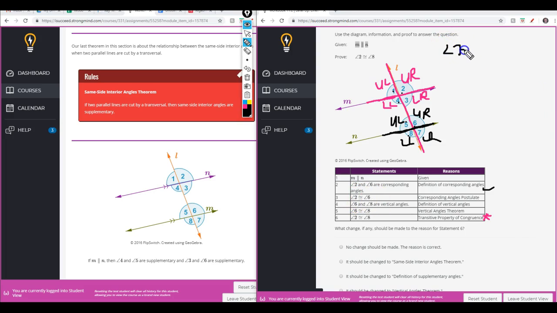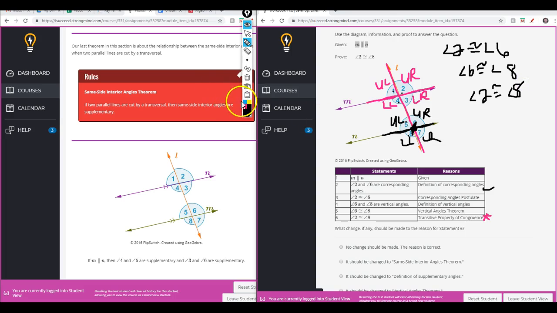They stated that angle 2 is congruent to angle 6. And then it says angle 6 and angle 8 are vertical angles. Definition of vertical angles. So vertical angles, their center touches and their diagonals, they make like the X out of it, which is true. So then it states angle 6 is congruent to angle 8, vertical angles theorem. So now we have angle 6 is congruent to angle 8. And then it says angle 2 is congruent to angle 8, transitive property. So then it says angle 2 is congruent to angle 8.